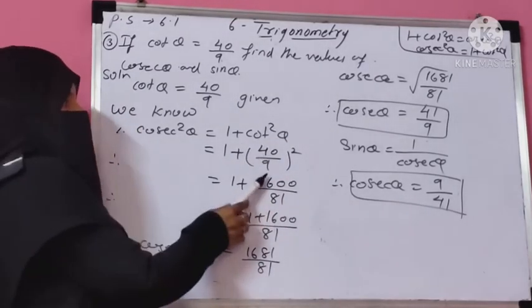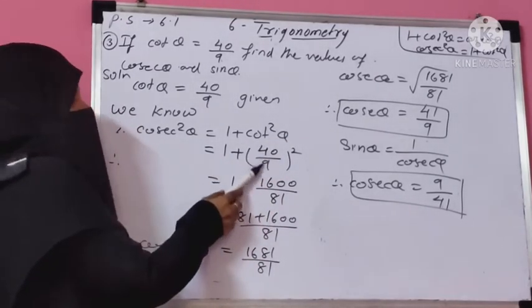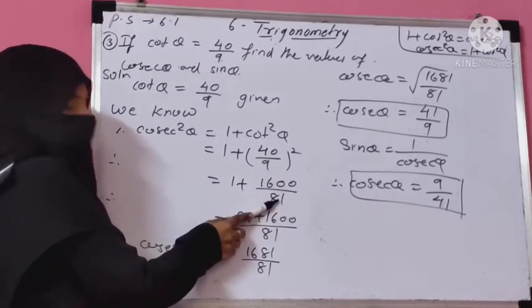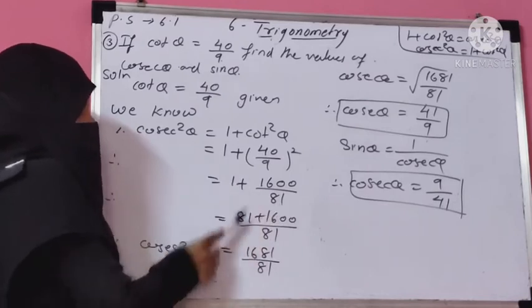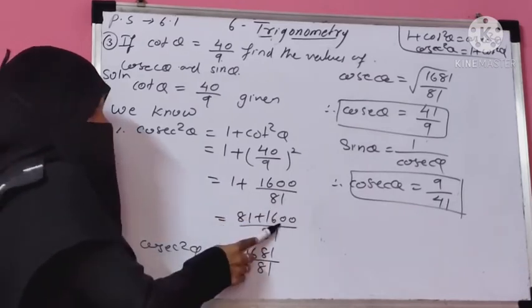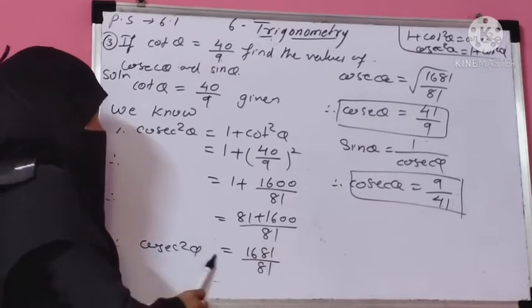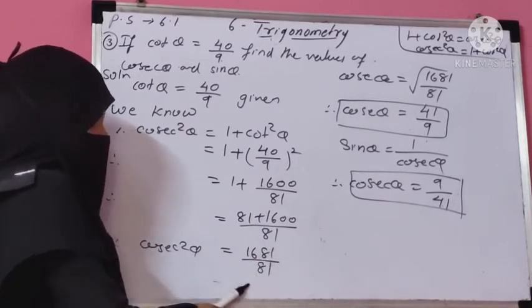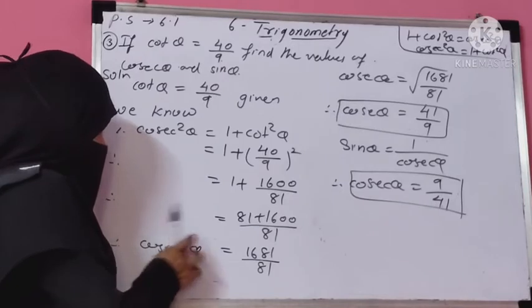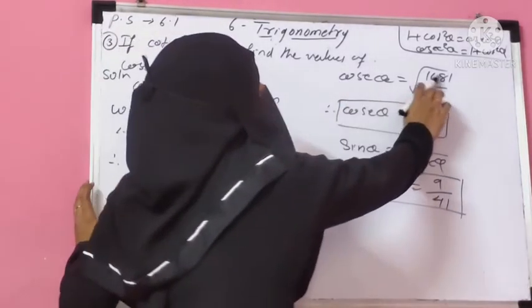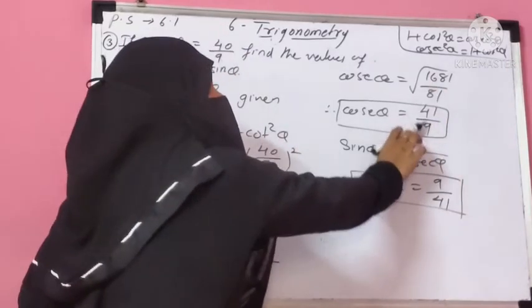Now substitute the value of cot. It's 40 upon 9. Taking square, you get 1600 upon 81. So cross multiply, 81 ones are 81, plus 1600, divided by 81. So therefore cosec square theta is equal to 1681 divided by 81. Now take the square root, then you get cosec theta is equal to 41 upon 9.